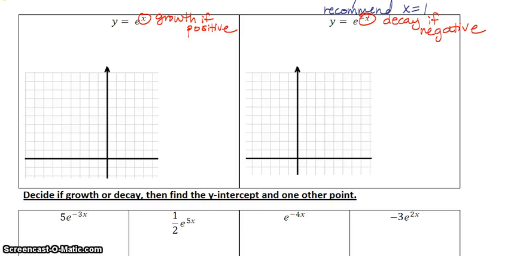Step 1, find my y-intercept. There is no a value, so I'm thinking it's 1 times that. So my y-intercept is (0, 1). Step 2, I'm going to find my other point. And my other point, I'm going to again use an x value of 1 just because it's fast. And just like we did in 8.1 and 8.2, I'm going to plug in that variable.